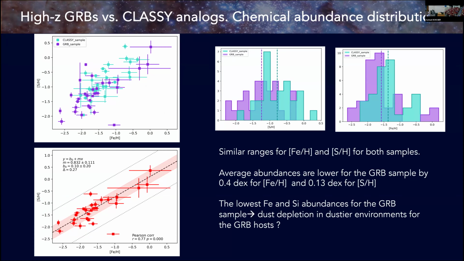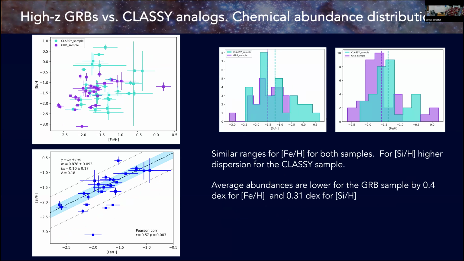Here I selected iron and sulfur. So I just show the relation between sulfur and iron abundances for both samples. They span more or less the same parameter space. But we see from the distribution that on average, the GRB sample are a little bit less metal rich than the local galaxies. We also applied a Pearson correlation analysis to see how correlated the abundances are. So we see that when we have higher iron abundances, we also have higher sulfur abundances.